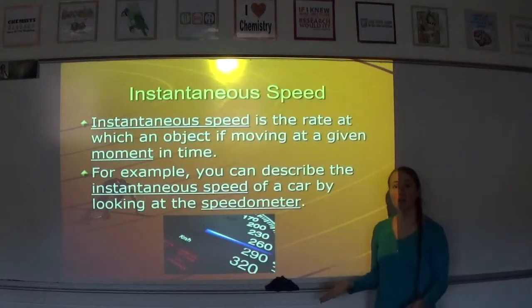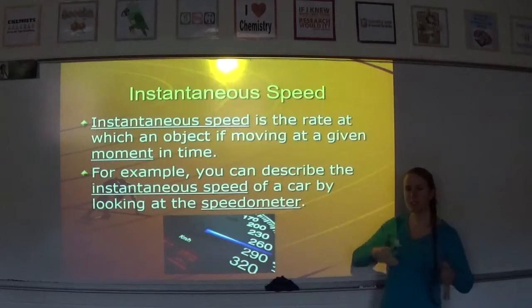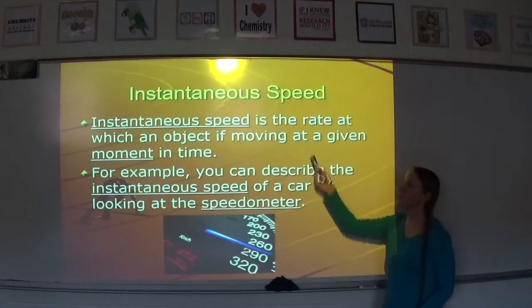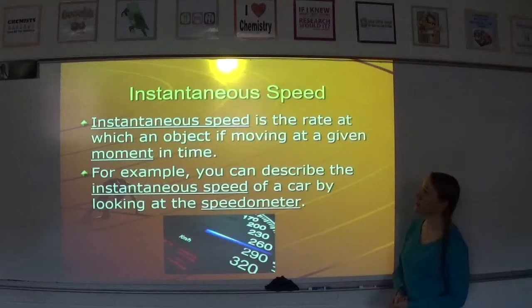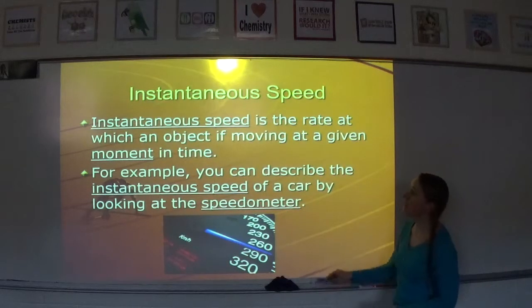So what we just calculated was average speed. We have multiple distances over multiple times. You can also calculate instantaneous speed. Instantaneous speed is the rate at which an object is moving at a given moment in time.